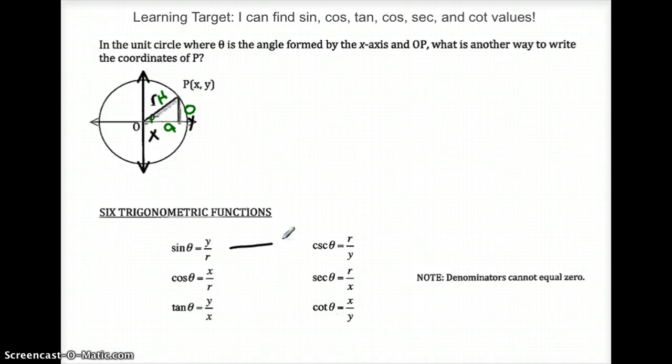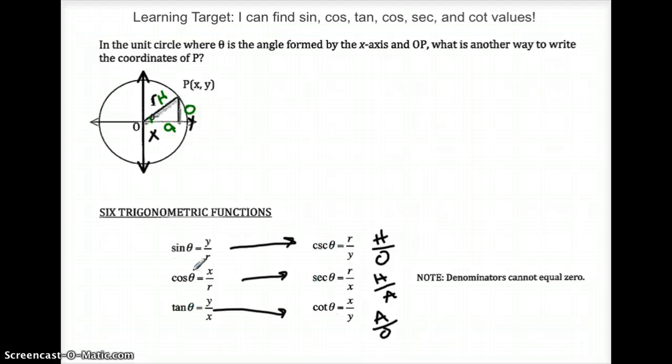Cosecant is just the sine value flipped, so r over y, the hypotenuse over the opposite. Secant is cosine flipped, which is r over x, so the hypotenuse over the adjacent. And then cotangent is our tangent flipped. Sorry, I was saying it backwards. So that would be the adjacent over the opposite. Okay, so I think it's easy to remember that cotangent obviously is the tangent flipped, but be careful.